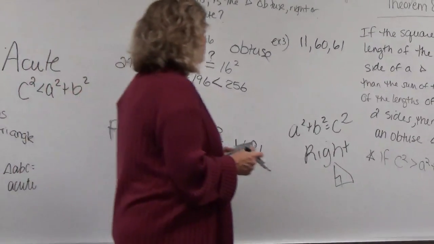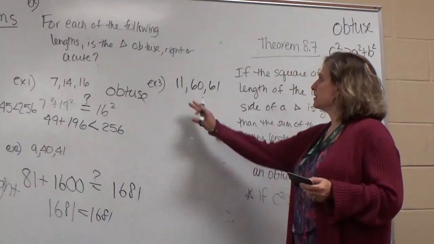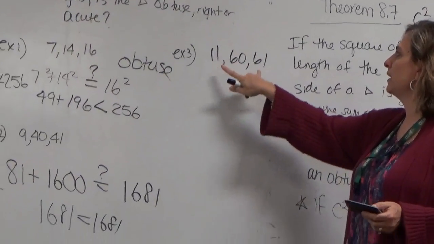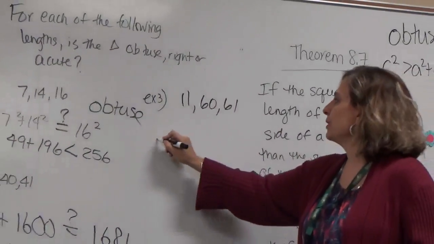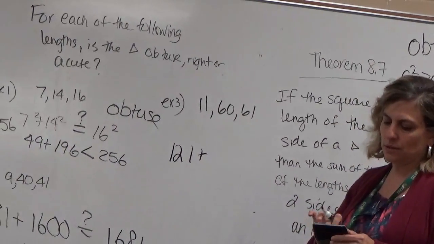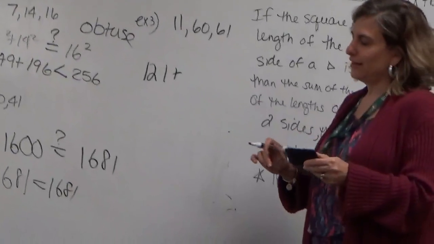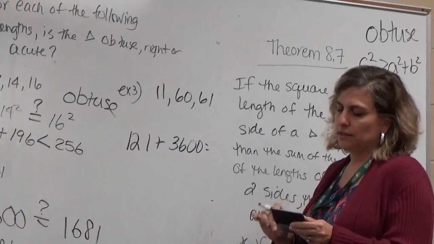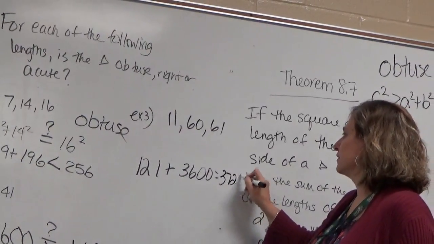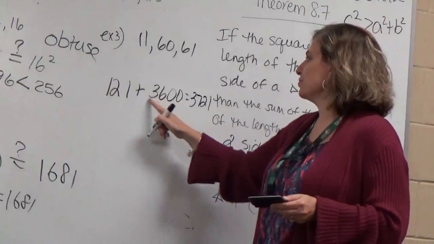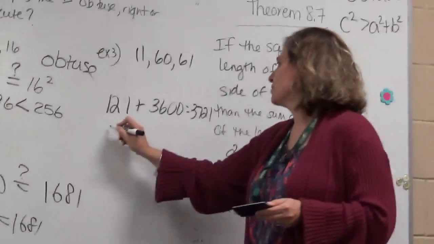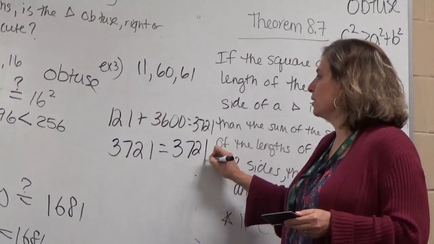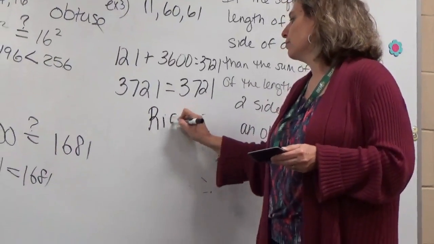Okay, my last example is 11, 60, and 61. Those added together are bigger than that, and those added together are bigger than that. 11 squared is 121. 60 squared is 3600. 61 squared is 3721. 3600 plus 121 is 3721. 3721 equals 3721. When they equal, it's going to be right.